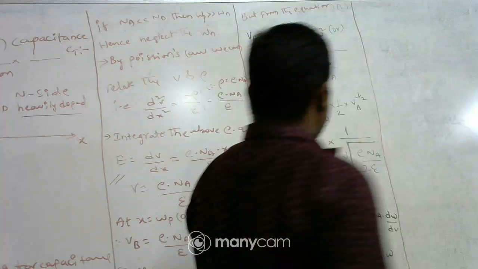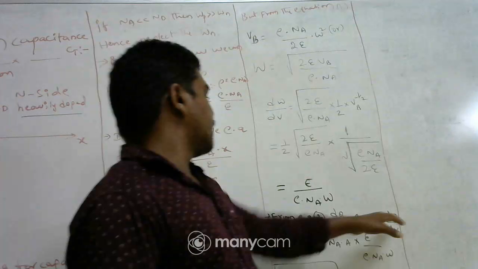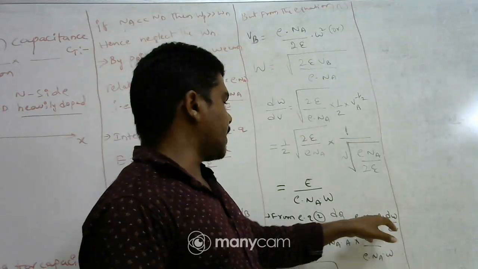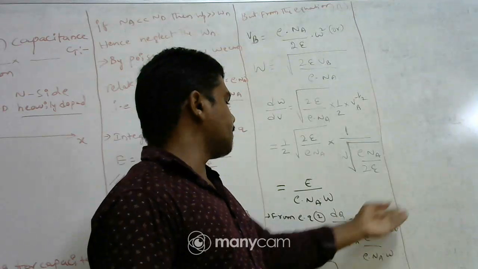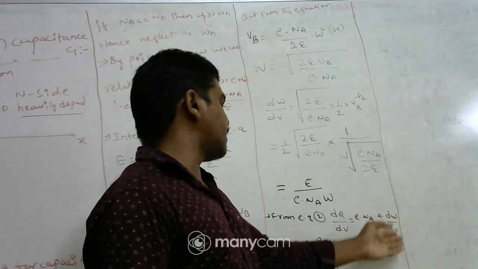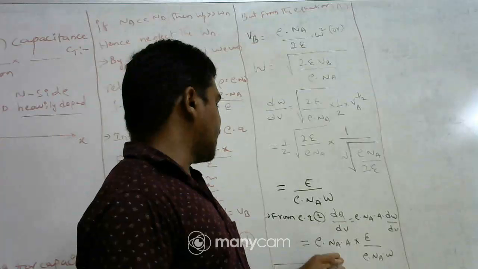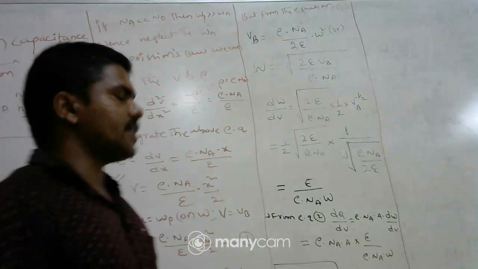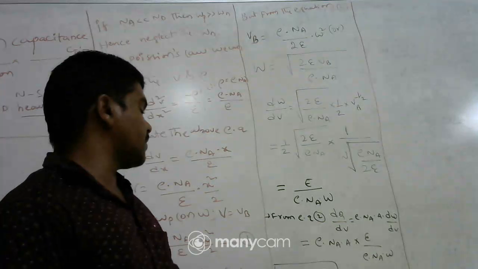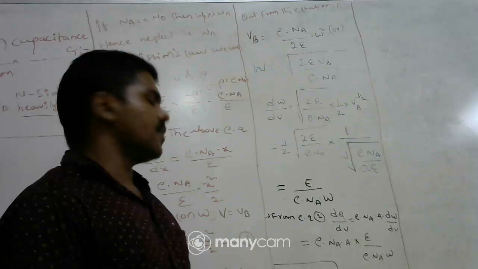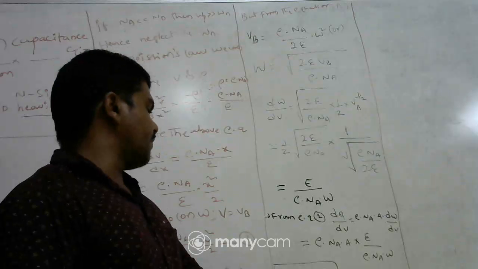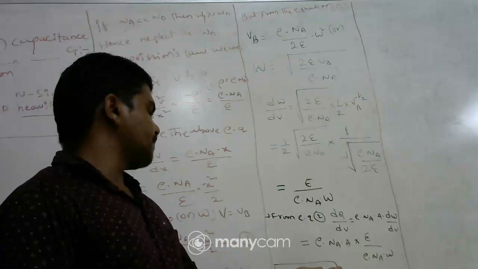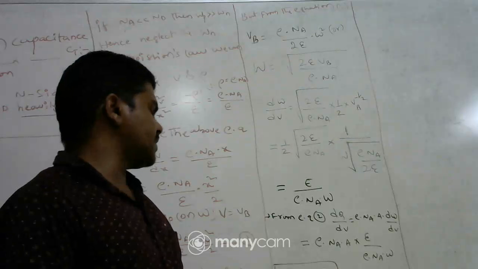From the second equation, dQ by dV is equal to resistivity, acceptor ions, area and the differentiation of width. Substitute here and you will finally get the transition capacitance equation: Ct is equal to epsilon A by width. If width increases, transition capacitance decreases. If width decreases, transition capacitance is more.